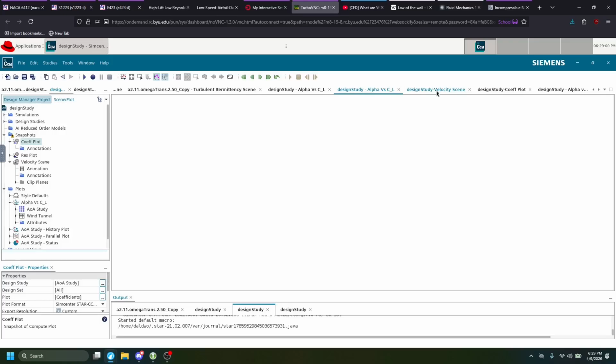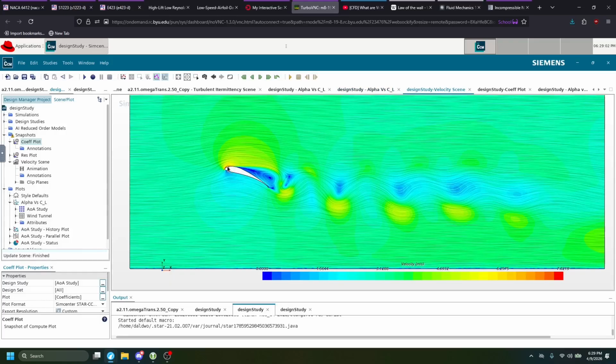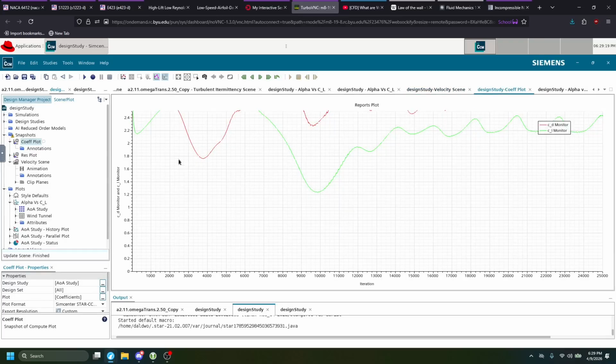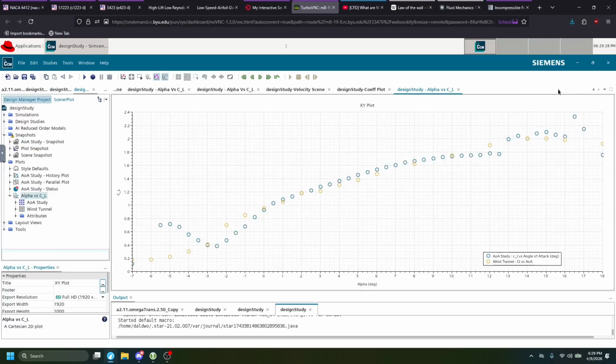If we go to a velocity scene for one of these points at the high angles of attack, we can see that there's this separation of the boundary layer at the stall, which is what we predict. But the fact that the CFD code can't properly model it, even with an unsteady simulation, means that something else is going wrong. And we can see here in the coefficient plots that we're not leveling out anymore. In fact, the drag is higher than the lift. So something clearly is going on that is not correct.